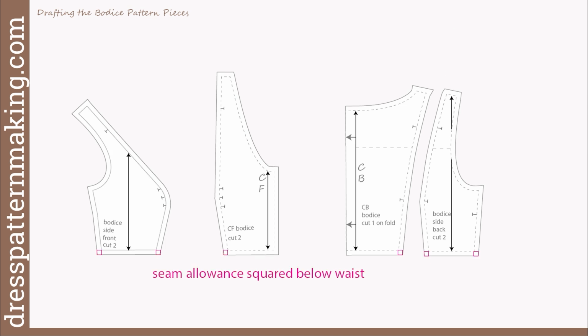When I add seam allowance, I make sure that below the waist the seam allowance is squared down, not following the angle of the curve. So below the waist it is squared down. That makes it easier when joining the bodice waist to the skirt waist when you're sewing them together.